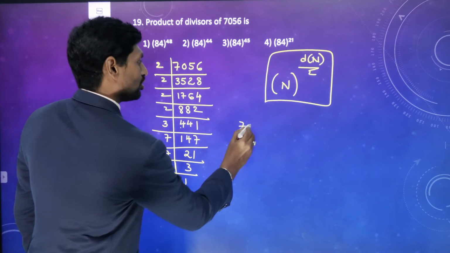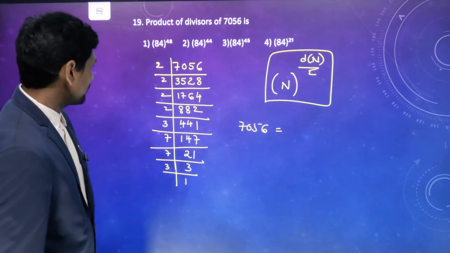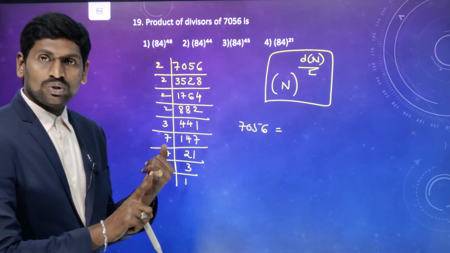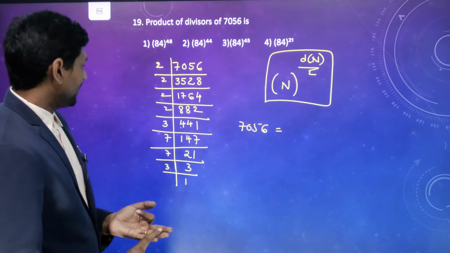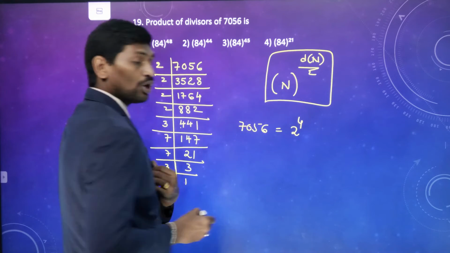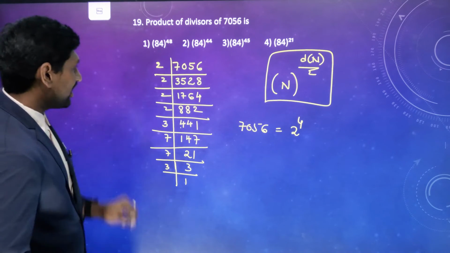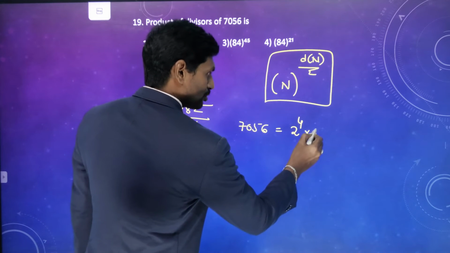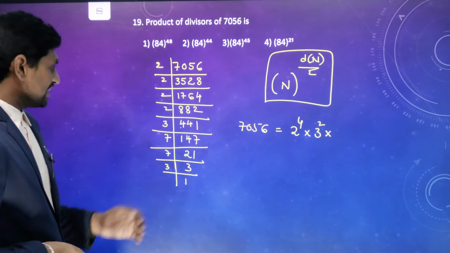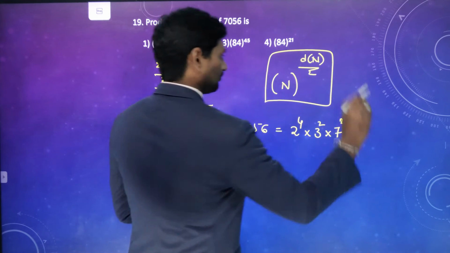So 7056, the number can be expressed as product of primes. While you are observing, there are 3 different types of prime numbers, 2, 3, 7. Okay, 2 how many times? 2 is presenting here 4 times. Now I can write as 2 power 4. Now 3 how many times? 3 is presenting 2 times. So we can write 3 square. Now another prime number 7. 7 is presenting 2 times. It is 7 square.